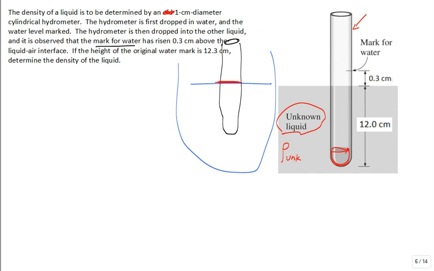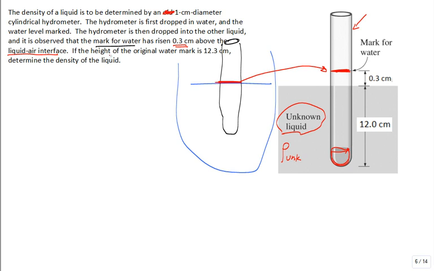Then I pick it up and I move it and I drop it into the other liquid. And the observed mark that the water had now has risen to 0.3 centimeters above the liquid air interface. Here's my red mark. That mark is now outside, above the level of the new fluid. Okay?